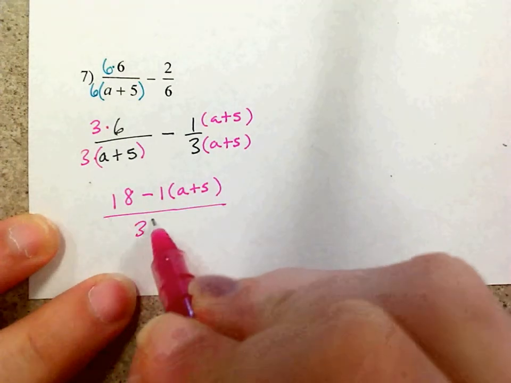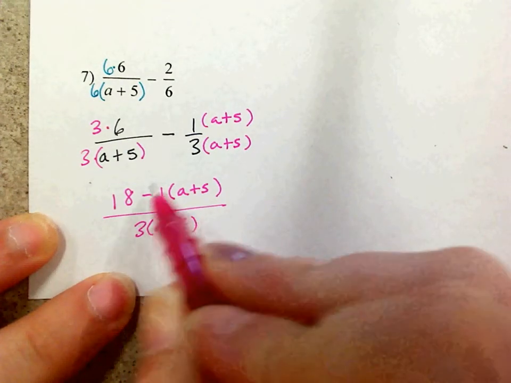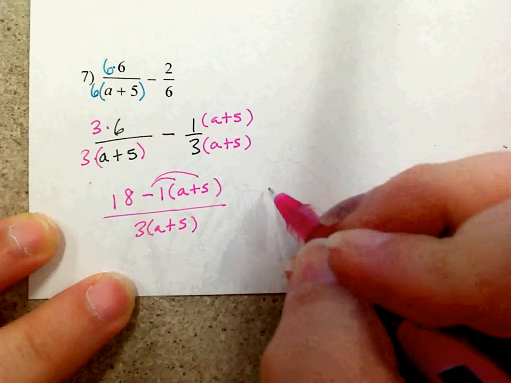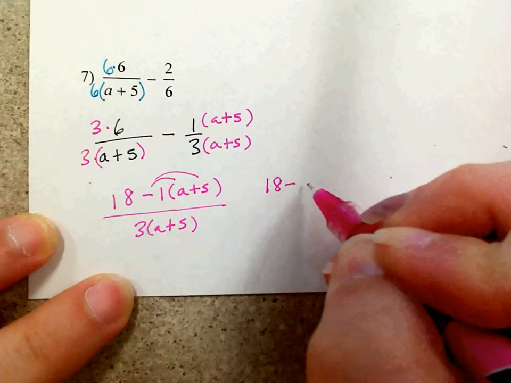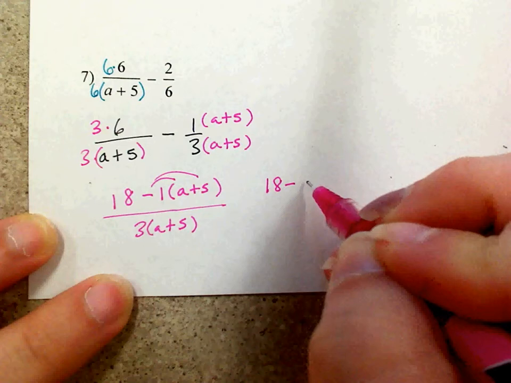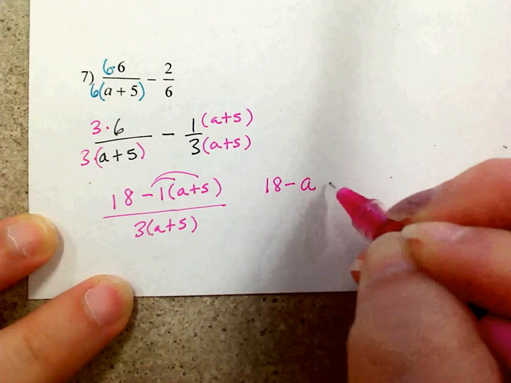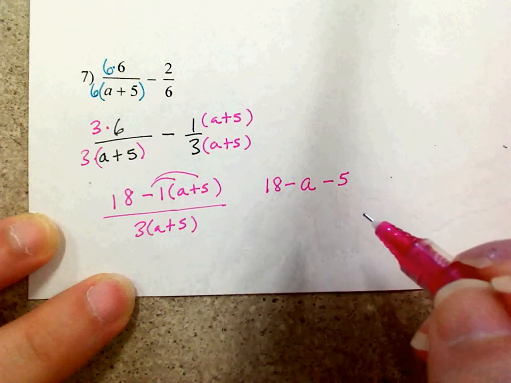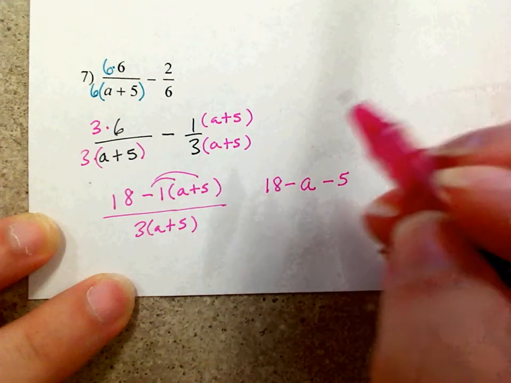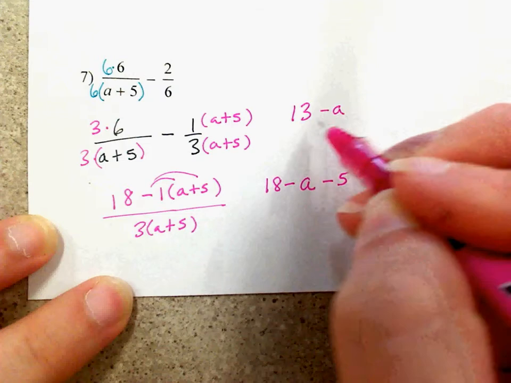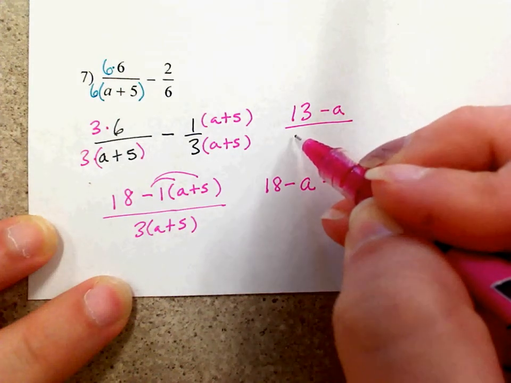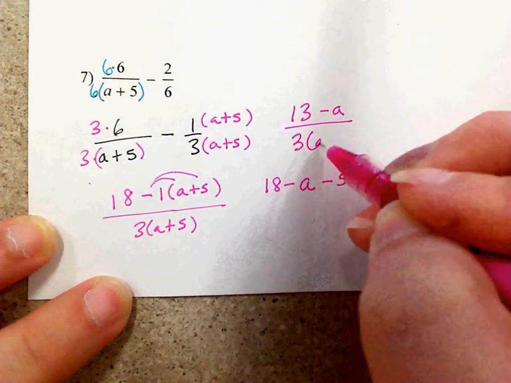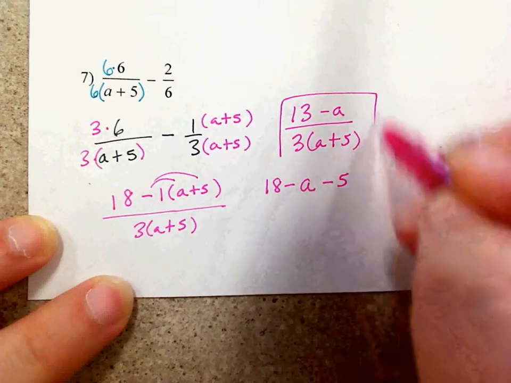So I've got 18 minus what? A minus 5. What's 18 minus 5? So 13 minus a over 3 times a plus 5. We're good?